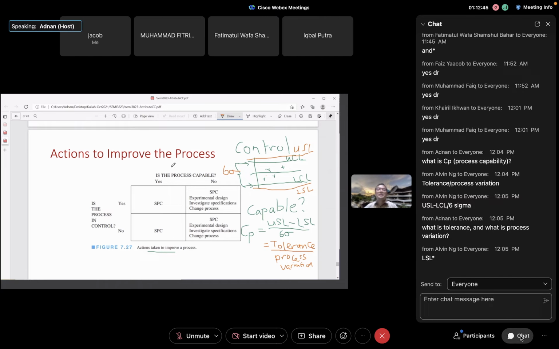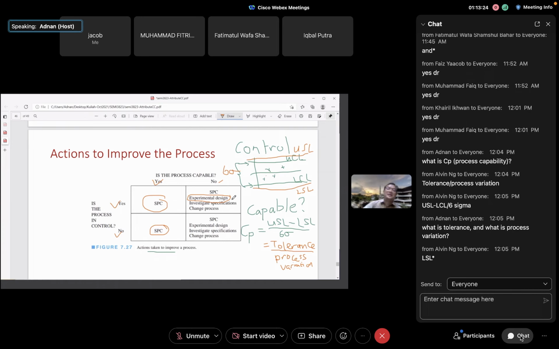So that's where we use SPC. Here we have 4 quadrants. If the process is in control and is capable, SPC is okay, meaning it's enough for us to use the control chart. If the process is not in control but has capability, yes, you can still solve the problem using SPC. But if the process is in control but not capable, what you need to do is implement experimental design.